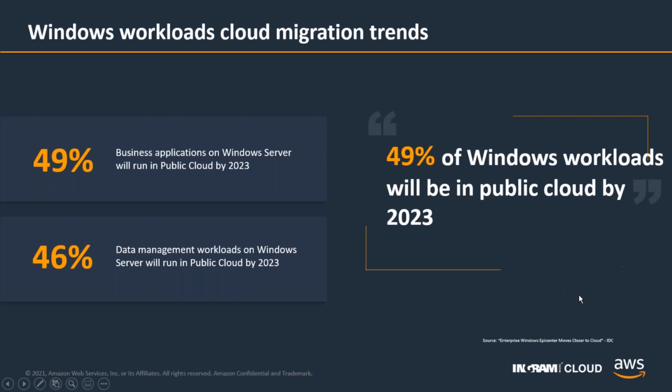So let's get started. A study done by IDC recently found that 49% of Windows workloads will be in the public cloud by 2023. And they also found that 49% of business applications and 46% of data management workloads will be in the public cloud. So as you can see, there's a really kind of onward trend for more and more workloads to be moved into the public cloud.